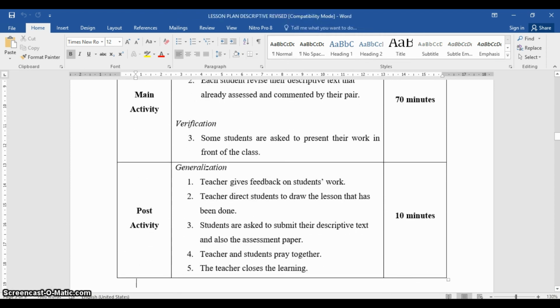And then in the post activity, there is a generalization. In the generalization, the teacher gives feedback on students' work and directs the students to draw a conclusion about the lesson that has been done. The students are asked to submit their descriptive text and also the assessment paper. And then the teacher and students pray together and the teacher ends the class.